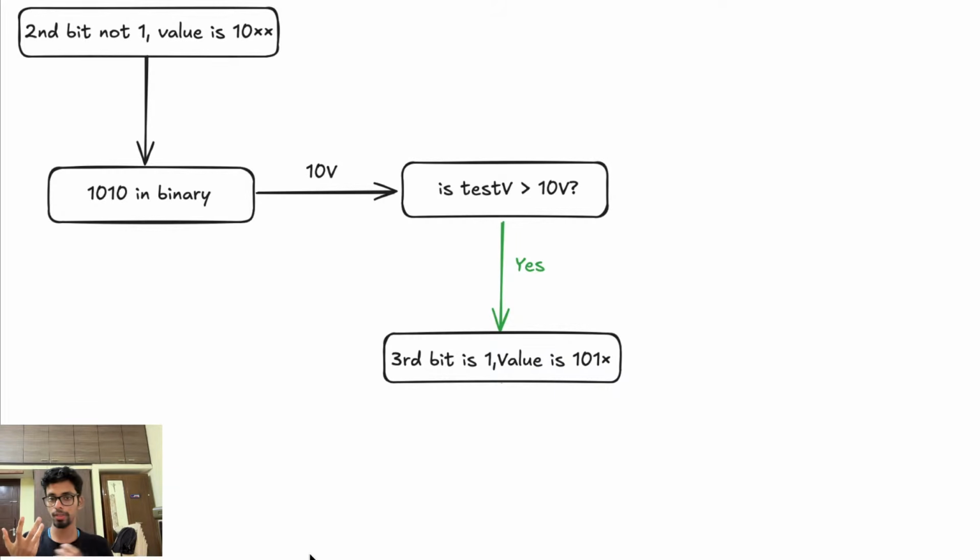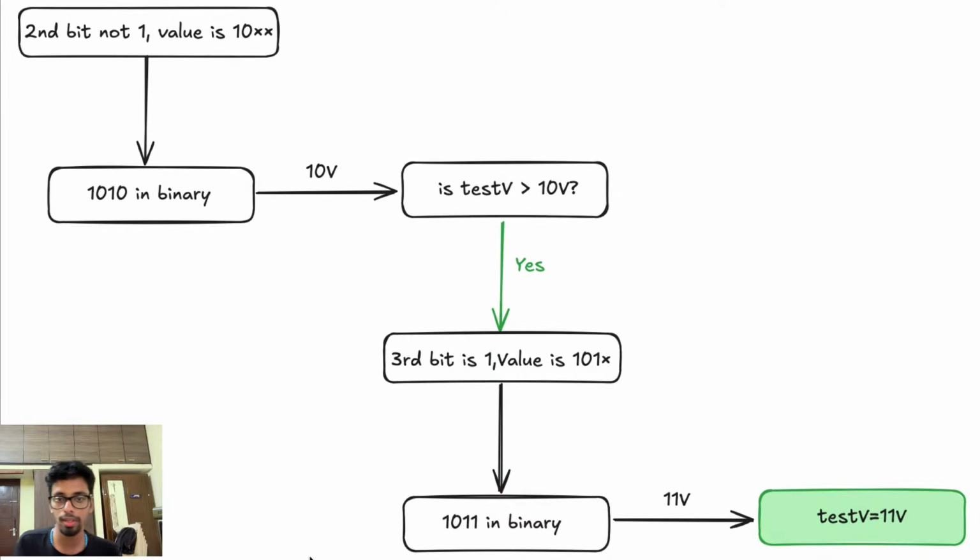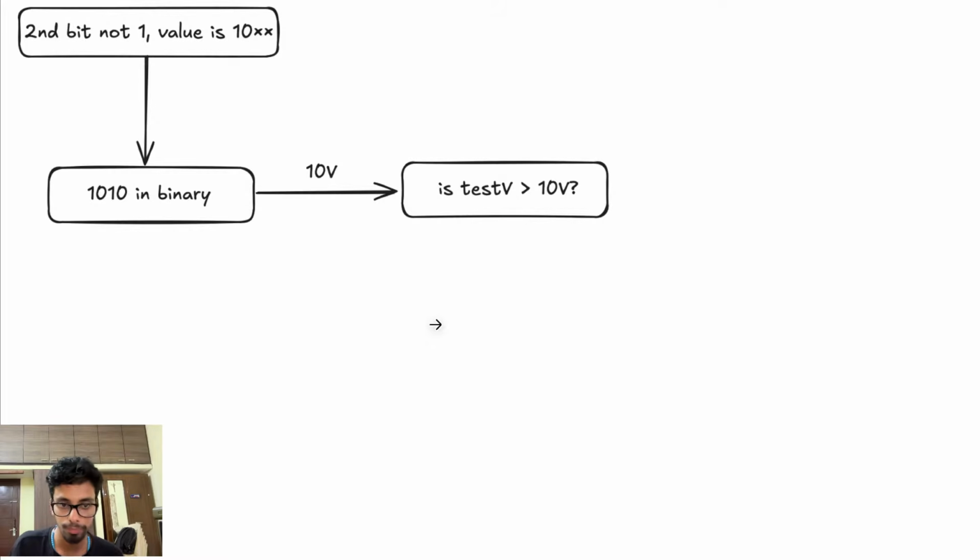So for every unknown bit, again we are going to put the value 1 and check. So once we check, 1011 in binary is nothing but 11 volts. So test voltage matches 11 volts, and thus our ADC, in the span of 4 steps, has given an output to the MCU saying that the analog signal measured by our sensor is 11 volts.